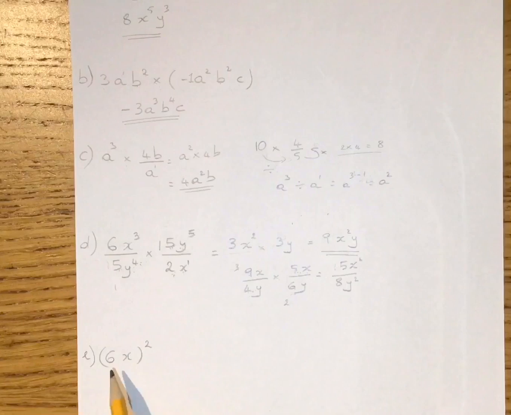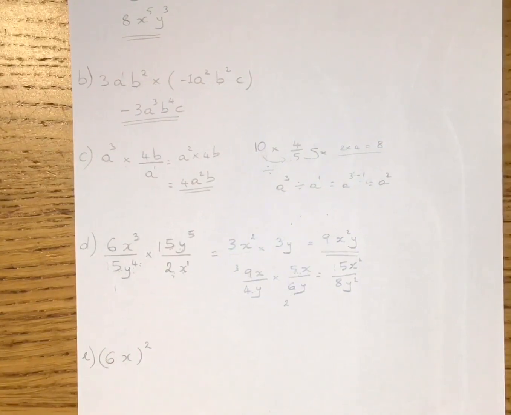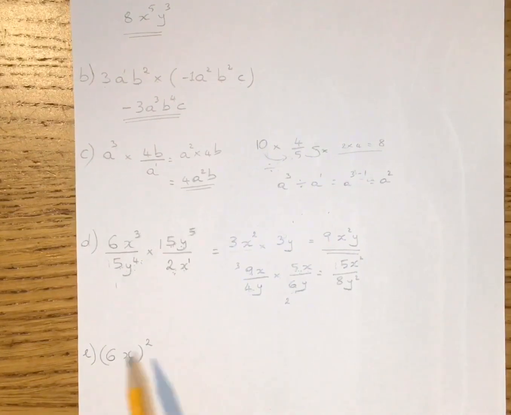Next example, we have 6x to the power 1, all squared. Now, this is a very common question in the exam, and unfortunately a lot of students do go wrong on this one, where that square belongs to everything. So you need to square everything here. You need to square the number and the letter.